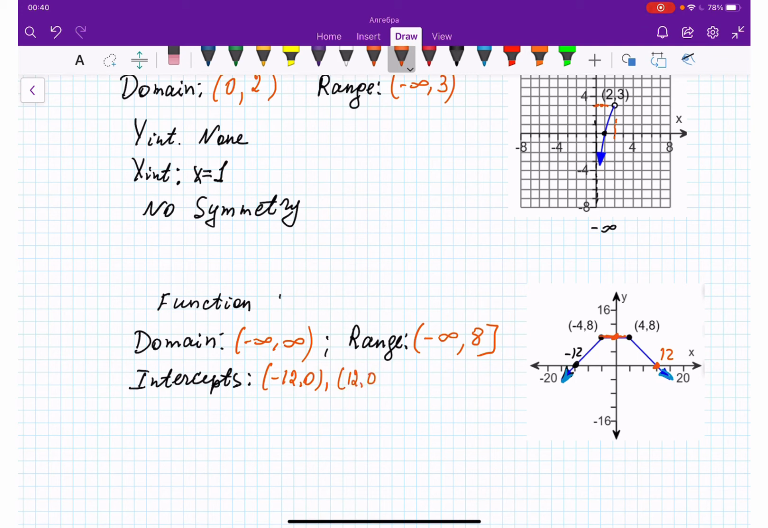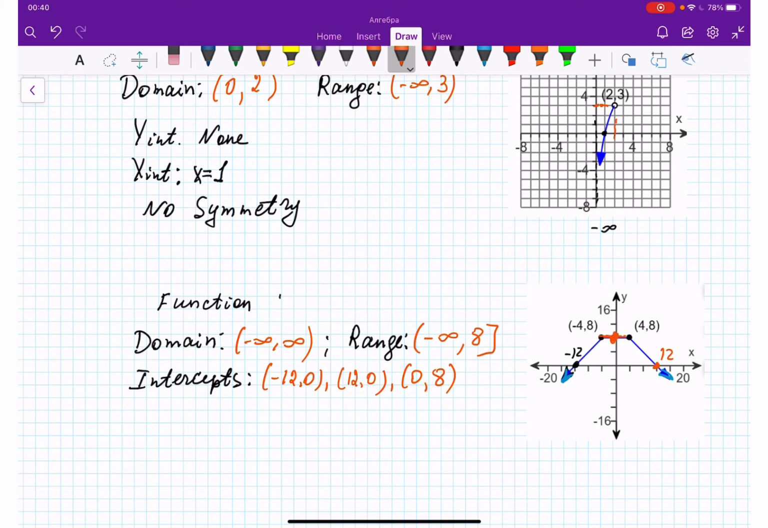What else do we have? Yes, we have an intercept here. This one is going to be the Y-intercept, so it's going to be 0 and then 8. Okay? Next, is the graph symmetrical? Yes, it is symmetric with respect to y.